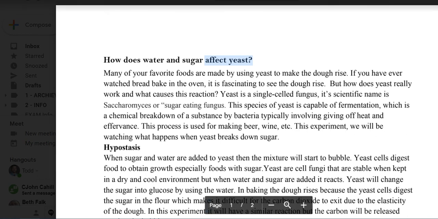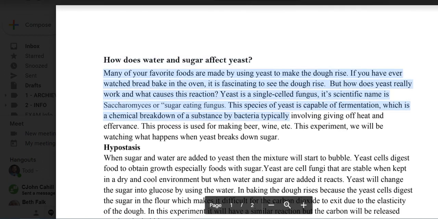So again, how does the amount of sugar affect yeast respiration? So it's almost fully focused as a research question. I think if you just rephrase it a little bit, reword it there, you would have a pretty good research question.